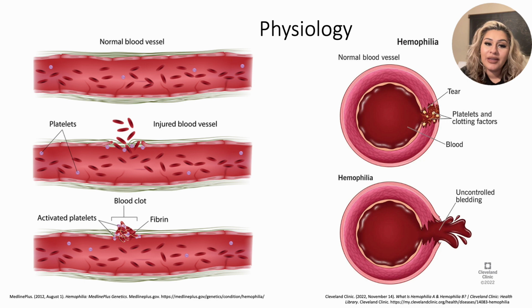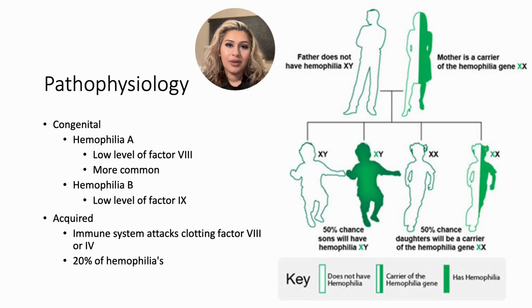Due to not having enough blood clotting proteins, the blood does not clot properly, and this can lead to spontaneous bleeding. As you see in the image above, platelets and clotting factors will cover up that wound to prevent blood from leaving the wound. But with hemophilia, it doesn't clot properly and blood will continue to exit the wound.